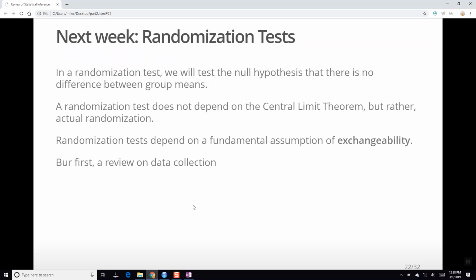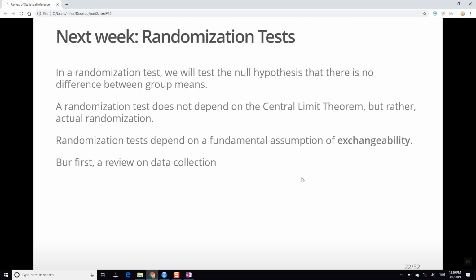Next week, we're going to look at randomization tests. We'll look at bootstrap tests, and in that case, we are not going to rely on the central limit theorem anymore. We're going to say, I'm not comfortable making all of these assumptions, saying that the central limit theorem still applies in this situation, and therefore I'm just going to do some testing here. Our randomization tests, however, do require a different assumption, and that is the assumption of exchangeability.